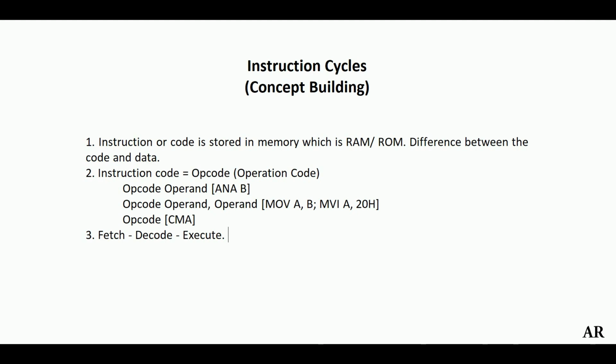Depending upon this, we have four machine cycles. Now, what are these machine cycles? We can either read from the memory or write into the memory. So therefore, we have a memory read cycle and a memory write cycle.